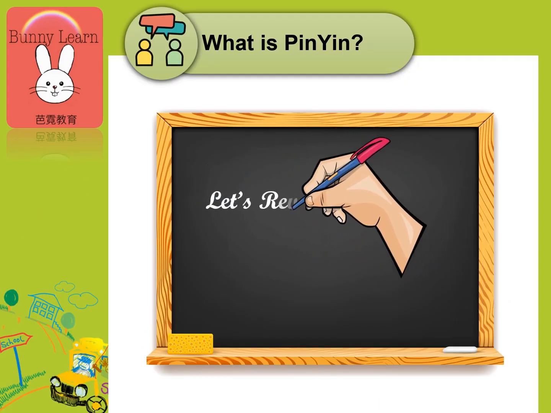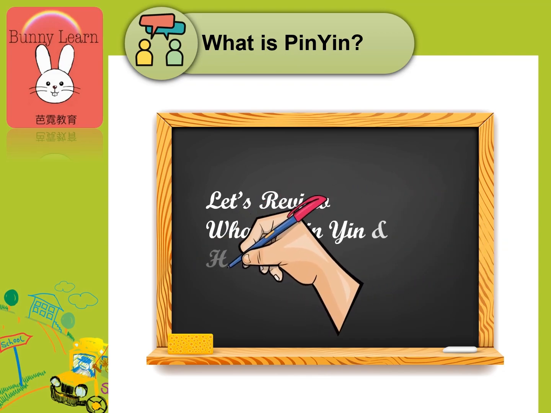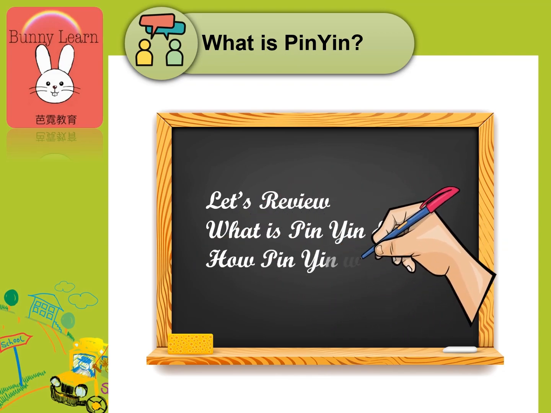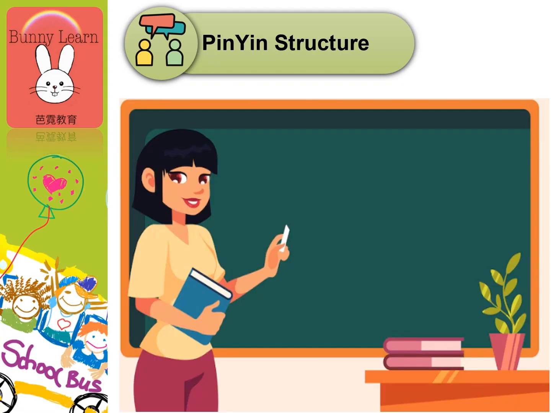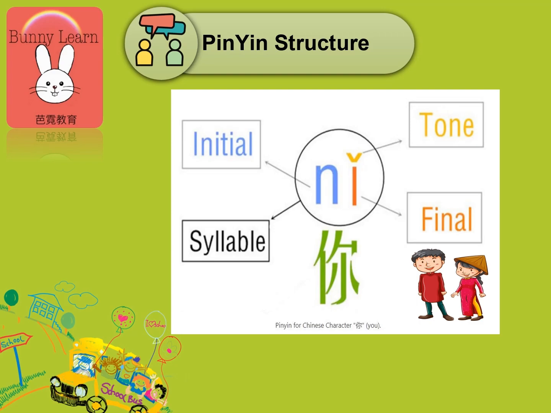First, let's do a quick review on what we learned in the last class. What is Pinyin and how does it work? Let's recall the structure of a Chinese letter. It combines the initial sound, a final sound, and a tone. Every character in Chinese has these three elements. This is the pinyin structure, which we reviewed last class.